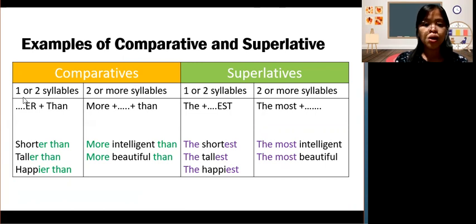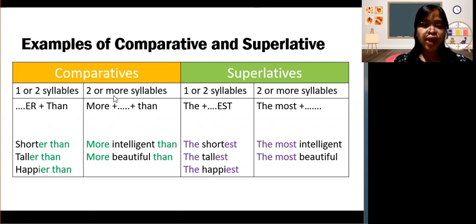When we have comparatives, one or two syllables, we just add ER at the end of the adjective plus the word than. Say, for example, we have the word short. So what is its comparative degree? It becomes shorter. Okay, then we add the word than, shorter than. Then we have the word tall, it becomes taller because we add ER. And then we have happy. Of course, happy, we change Y to I and add ER plus than.